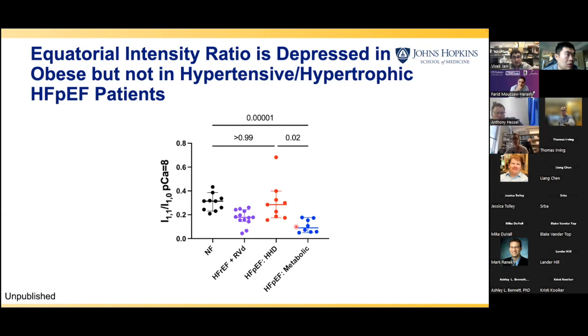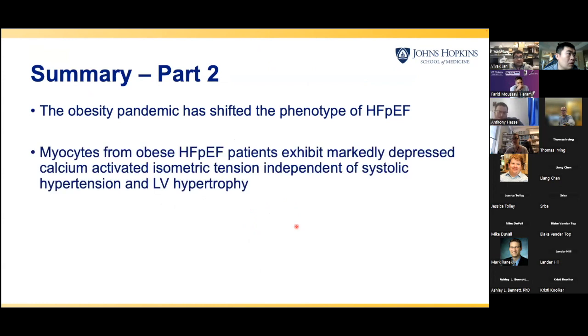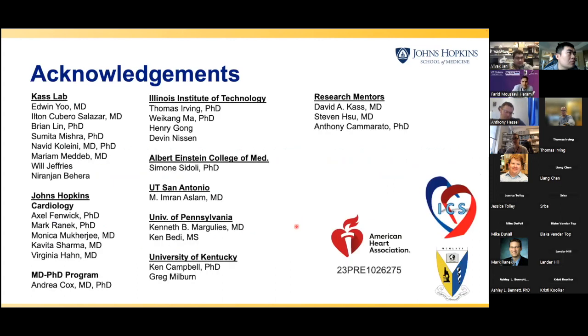So now we're looking at what the implications of these findings are, as well as what patients with both of these phenotypes look like, and that data is upcoming. So in summary, the obesity pandemic has really shifted the phenotype of HFpEF. Myocytes from HFpEF patients show reduced Fmax, but not myocytes from LV hypertrophy and patients with systolic hypertension. And the equatorial intensity ratio in skinned muscle from obese HFpEF patients is reduced as much as what we see in HFrEF patients.